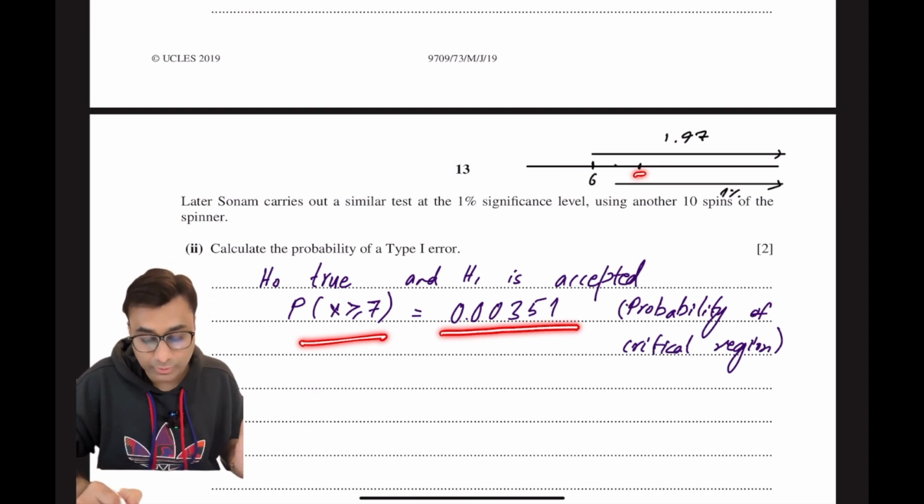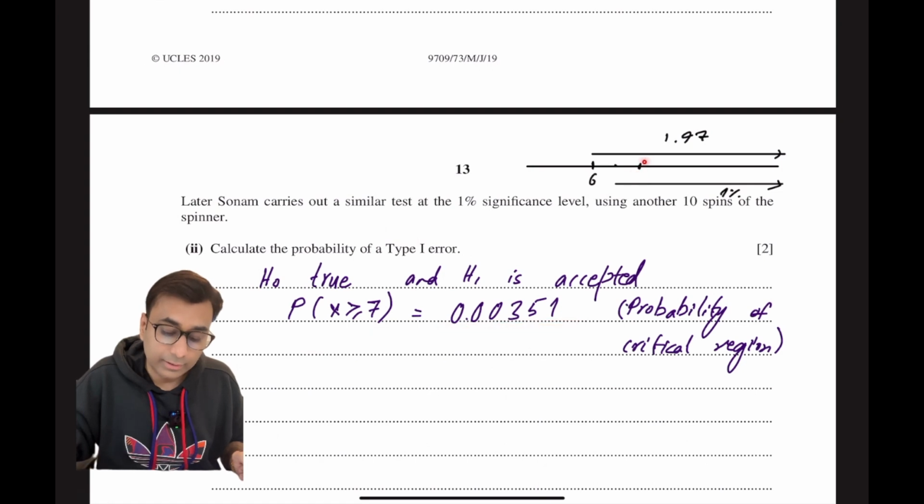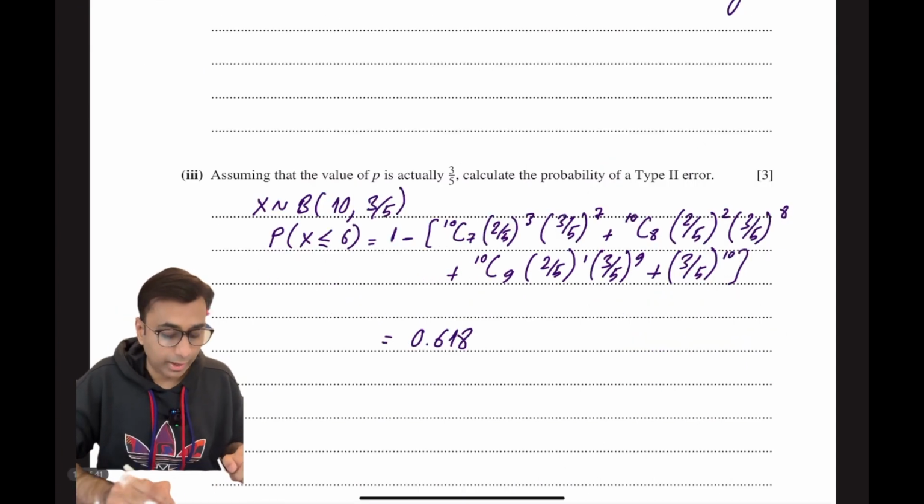So that is less than 1%. So that means that greater than or equal to 7 is the critical region, and this entire probability is going to be your probability of type 1 error. Let's have a look at another part of the question.